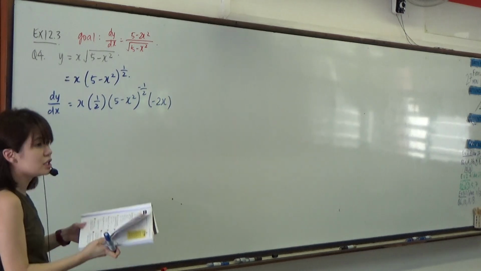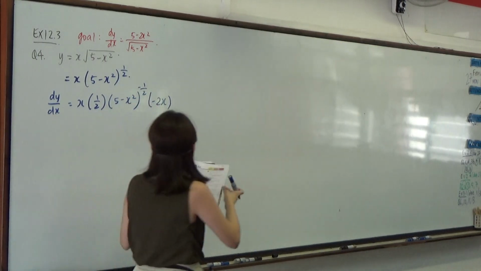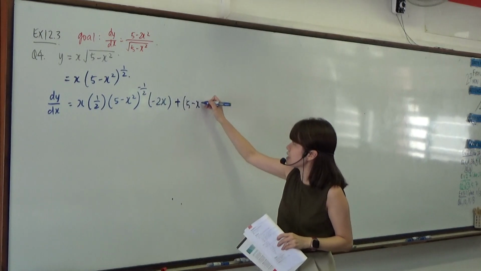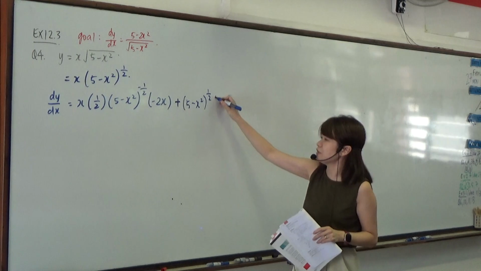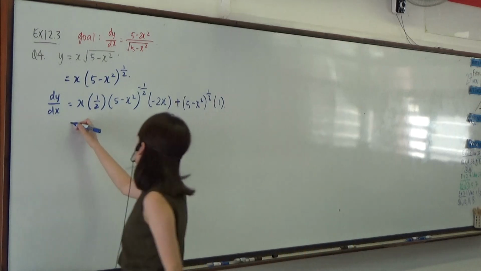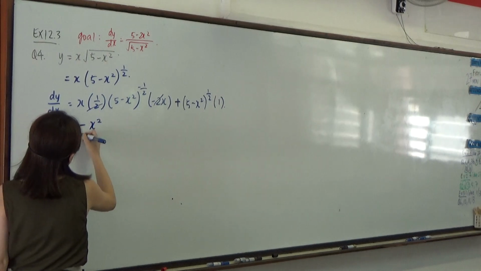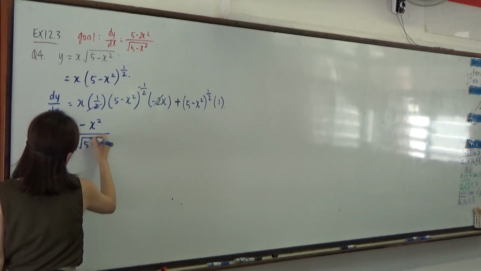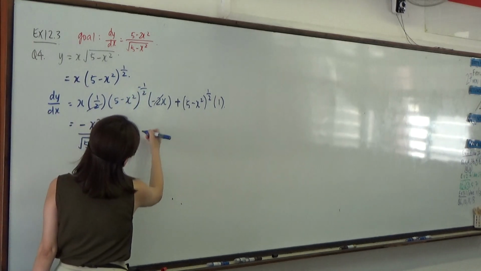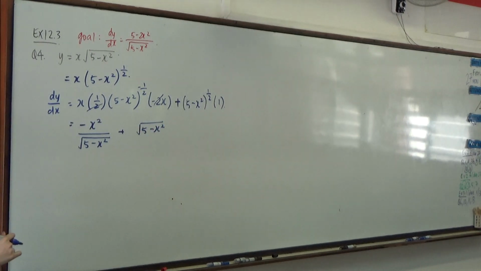The differentiation of the right side will be half times 5 minus x squared to the power negative half, times negative 2x. Followed by adding on 5 minus x squared to the power of half, and differentiating x will get 1. Now we simplify, cancel away the 2, and we will get negative x squared over the square root of 5 minus x squared. Since the power here is a negative, it goes down to the denominator. Then the term on the right will be the square root of 5 minus x squared.